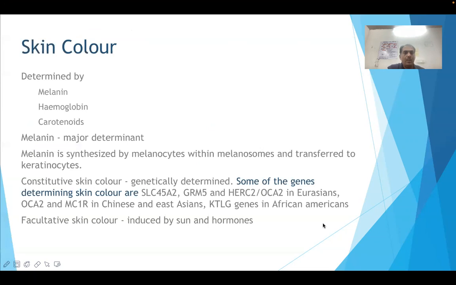The color of the skin is determined by three factors: the melanin, the hemoglobin, and the carotenoids, of which melanin is the major determinant. It is synthesized by the melanocytes within the melanosomes, and then it is transferred to keratinocytes.